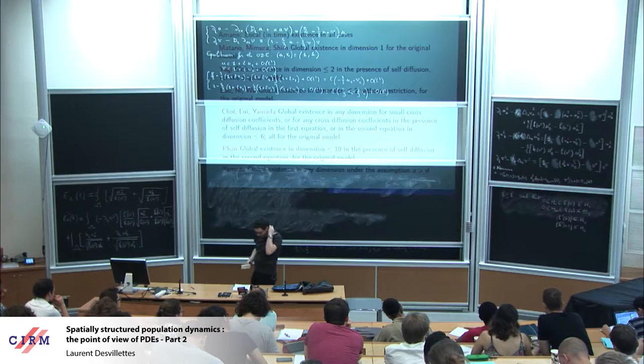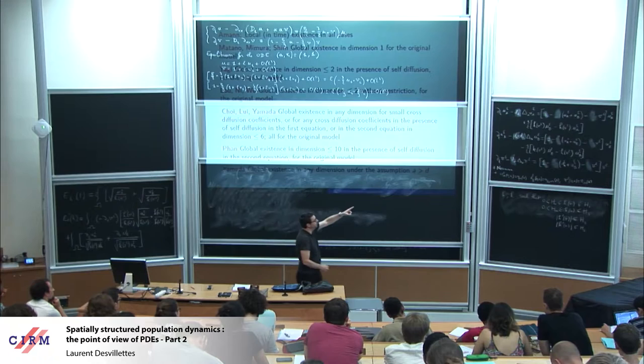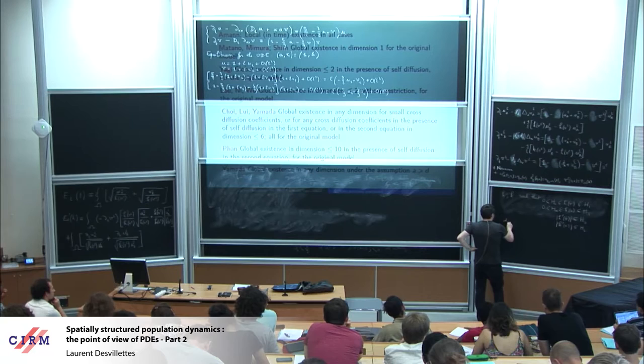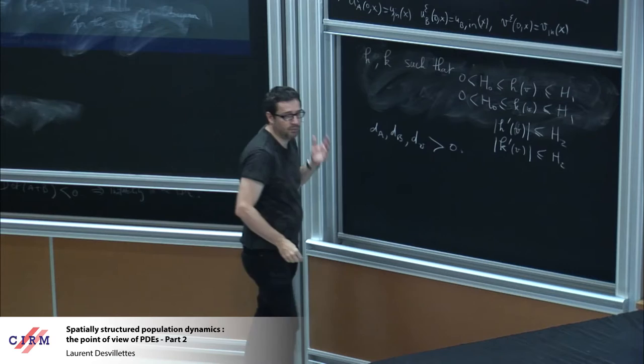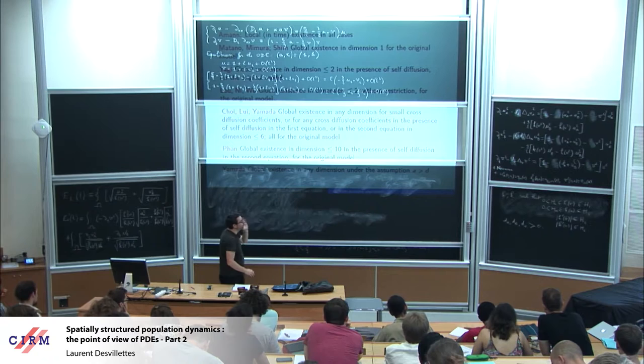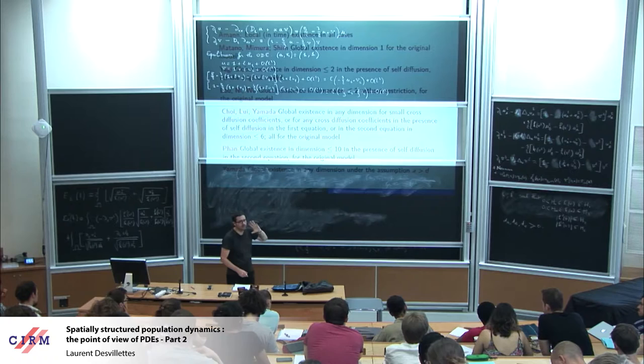And remember that in this setting, the parameters dA, dB, and dV are all strictly positive. They are diffusion rates. So this is a setting which is, of course, simplified with respect to the complete theorem, but this is enough to understand the basics of the proof.